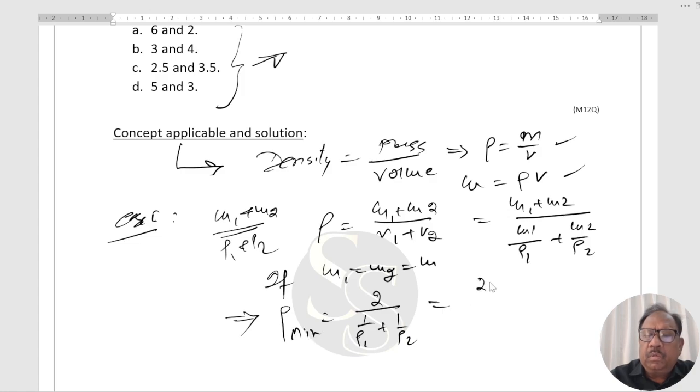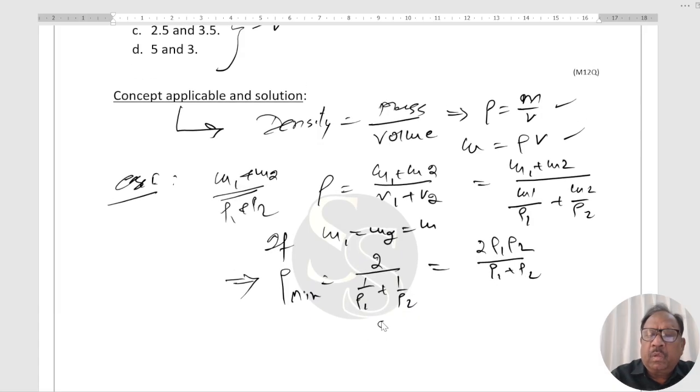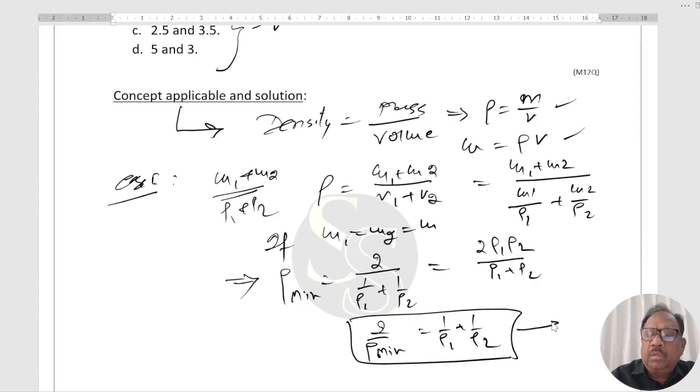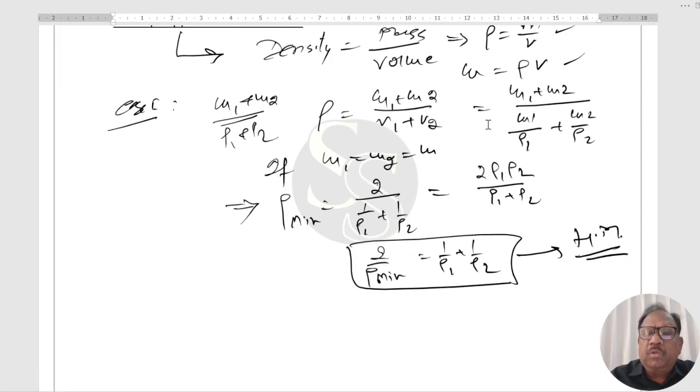That is, 2 rho 1 rho 2 upon rho 1 plus rho 2. That is, 2 upon rho mixture equal to 1 over rho 1 plus 1 over rho 2. That is the harmonic mean. If masses are the same, the density of mixture will be the harmonic mean.